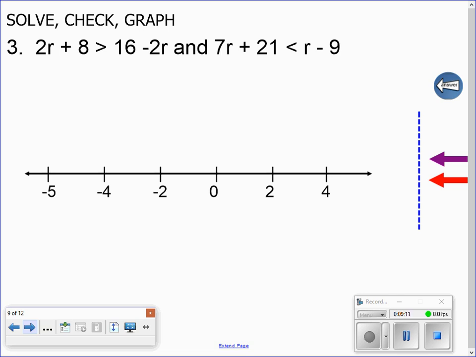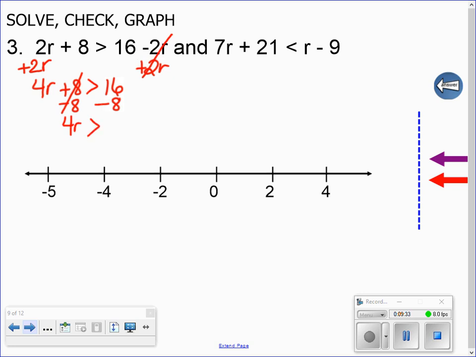So for solving this inequality, remember we want to get variables to the same side. So we move the smaller of the two. So negative 2r is the one that we want to move. We move it by adding it on both sides. That would be the inverse operation. We have 4r plus 8 is greater than 16. Subtract 8 on both sides so that the variable is by itself. We'll have 4r is greater than 16 minus 8, which is 8. And divide both sides by 4. We get r is greater than 2.